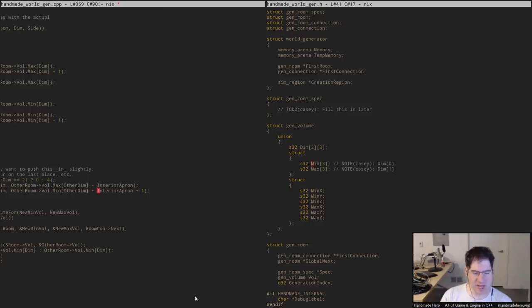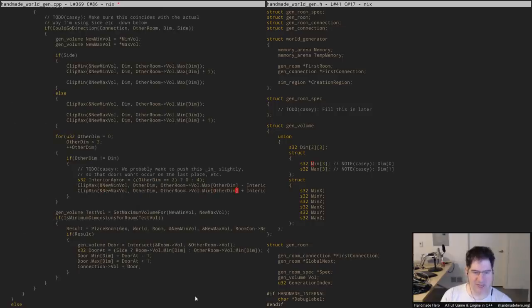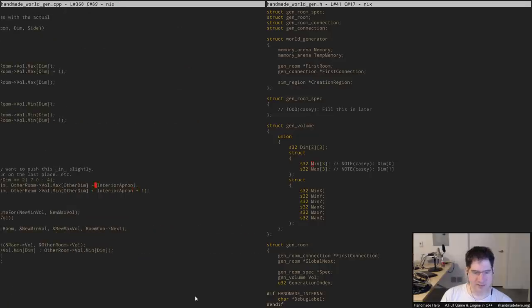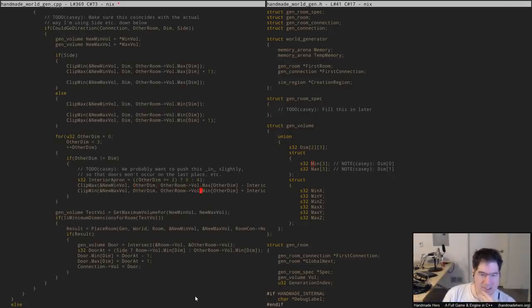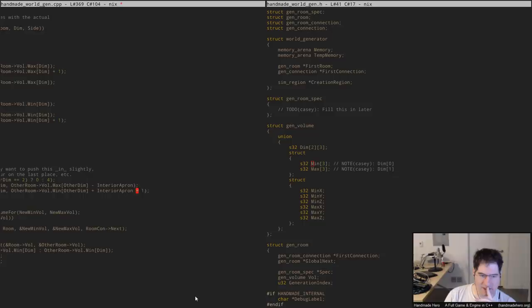I just don't think fundamentally want to have these kinds of lines look asymmetric. If I want to shrink the thing in by the interior apron, I think you would want it to look symmetric. Now, the reason it doesn't look symmetric at the moment is because if we're going to clip the maximum to something, in order to overlap by one, I've got to make sure that I add one to it because it's not going to include where it is. Whereas on the other hand, on the min side, I don't have to do that, right?